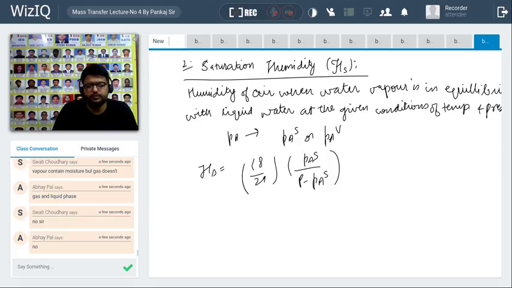It's Delhi, right? There are a lot of mosquitoes around here. So this is called the saturation humidity.